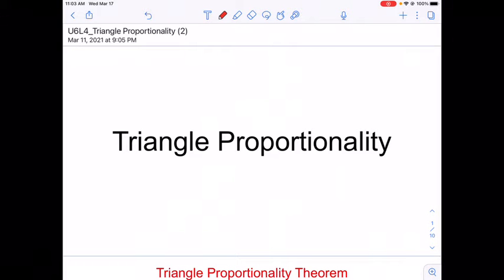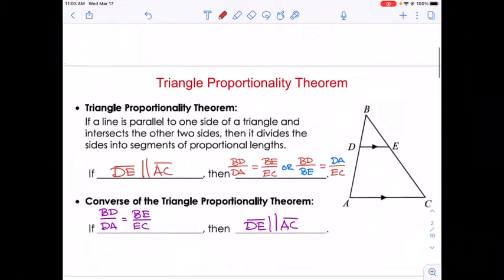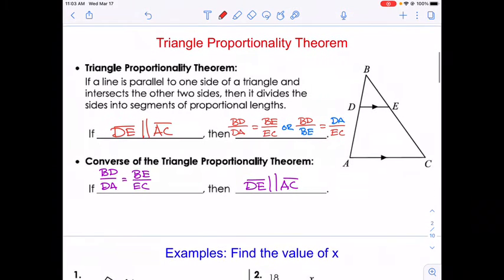In this lesson, we're looking at triangle proportionality. The triangle proportionality theorem says if a line is parallel to one side of a triangle and intersects the other two sides, then it divides the segments into proportional lengths. So if DE is parallel to AC, then BD to DA is equal to the ratio of BE to EC.